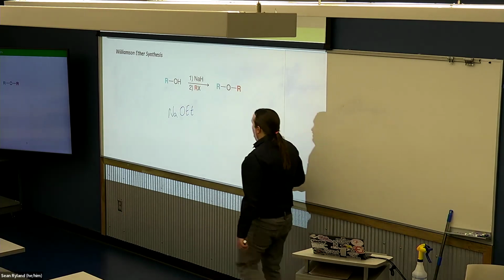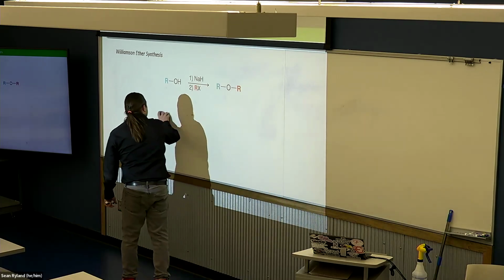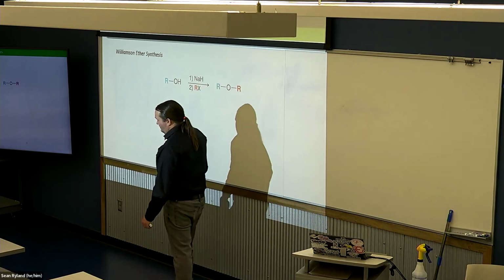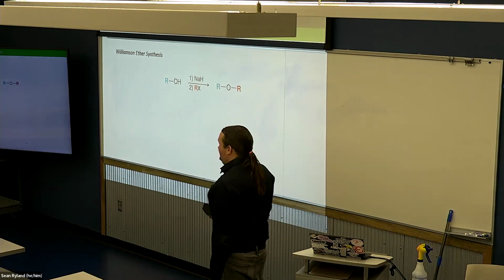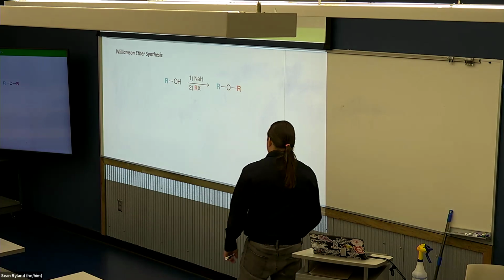Right, so really the Williamson ether synthesis is nothing we haven't seen before. It's just framed in a different way because, if you want to make a specific ether, here's how you do it.